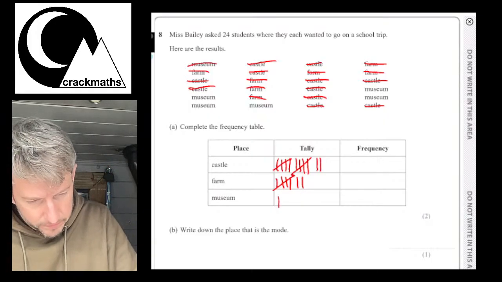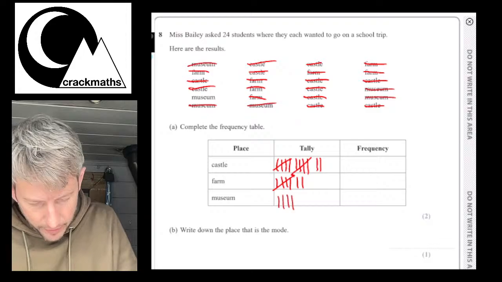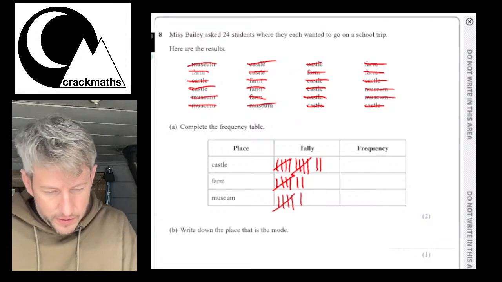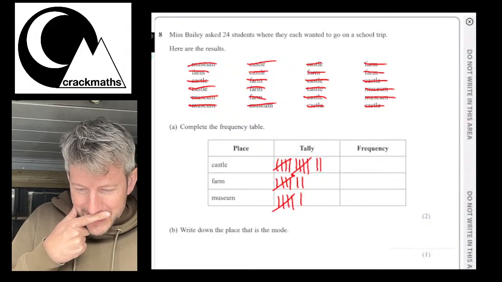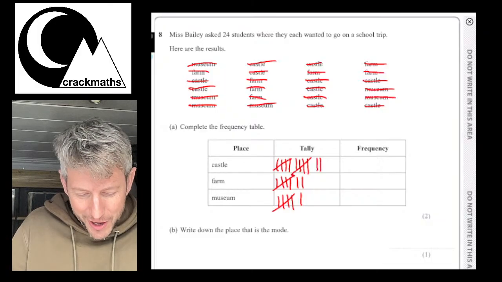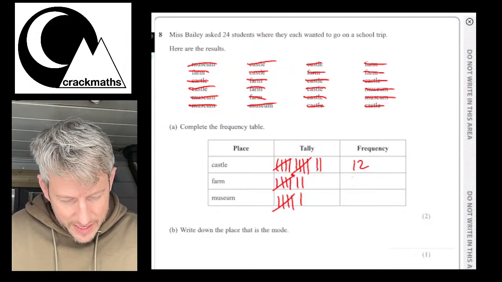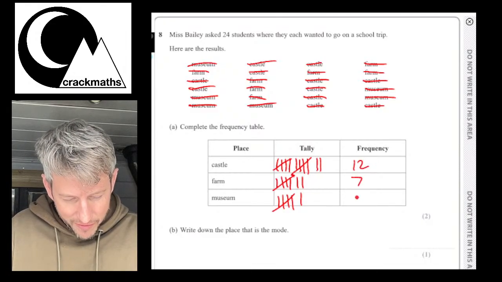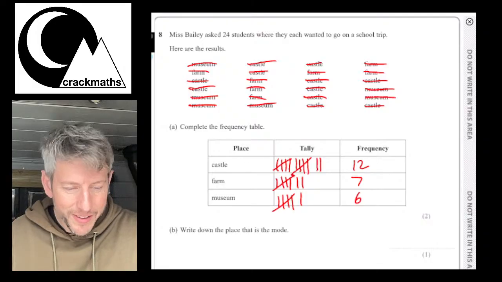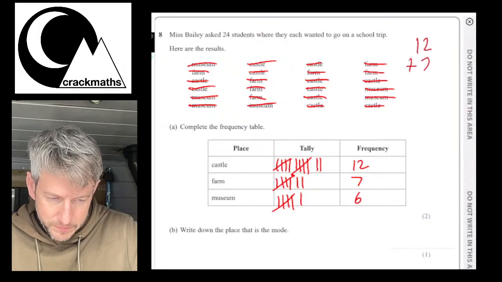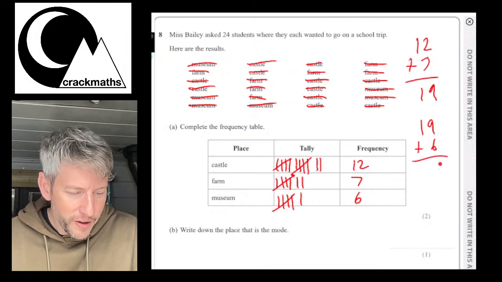So 1, 2, 3, 4, 5, 6. Okay, right. So hopefully this is right. I don't know if it is. I think I've gone wrong. I can see that I've got too many. So this first one I've got 12, this second one I've got 7, and this third one I've got 6. Okay, let's just check. Oh, no, it is right. 12 add 7 is 19. 19 add 6. Oh, no, it's wrong. It is 25.